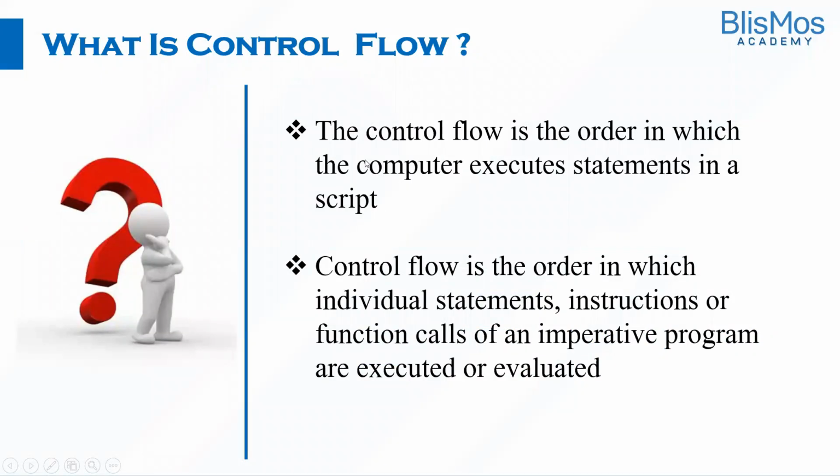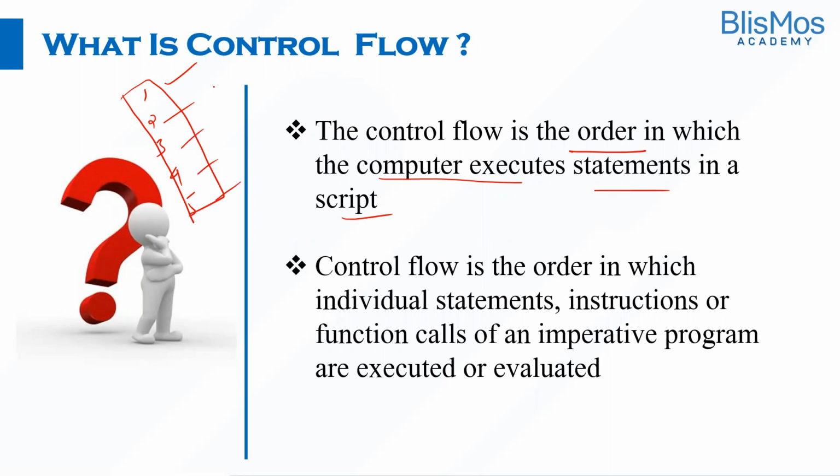First of all, what is control flow? Control flow is the order in which computer executes statements in a script. As we know, we do have scripts. Within the scripts, we do have statements. Let us say 1, 2, 3, 4, 5. These are the statements. Now, how these statements need to be executed is decided by the control flow. It is the order in which the computer executes the statements.